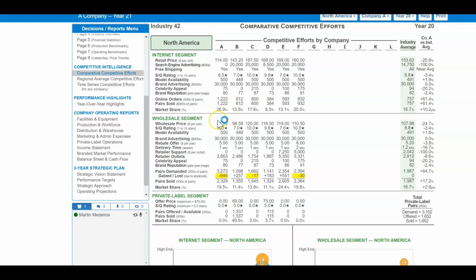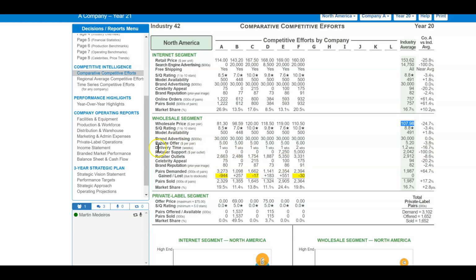So for example, Team A charged $81. The average price in North America is $107. And this 107 is made up of every team's price averaged out. And you can see this is a nice way to see how you stack up head to head to all of your competitors.